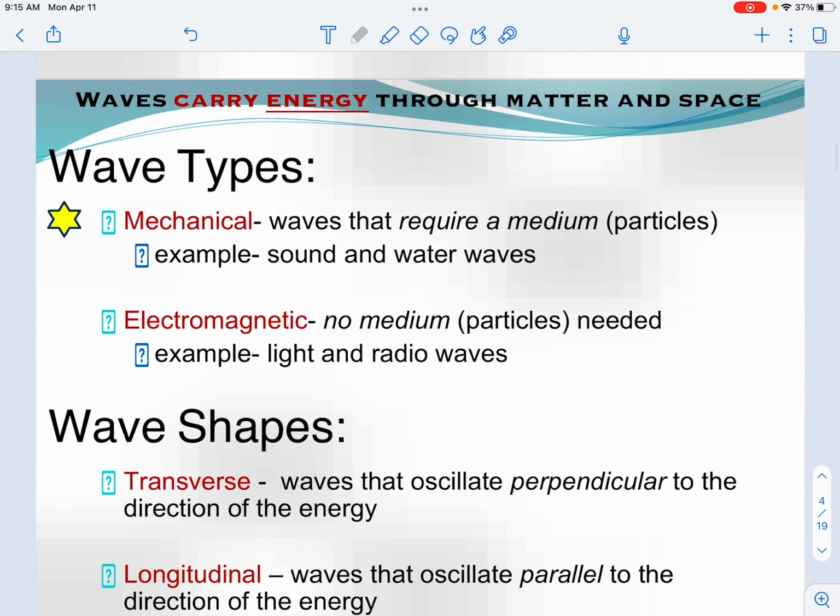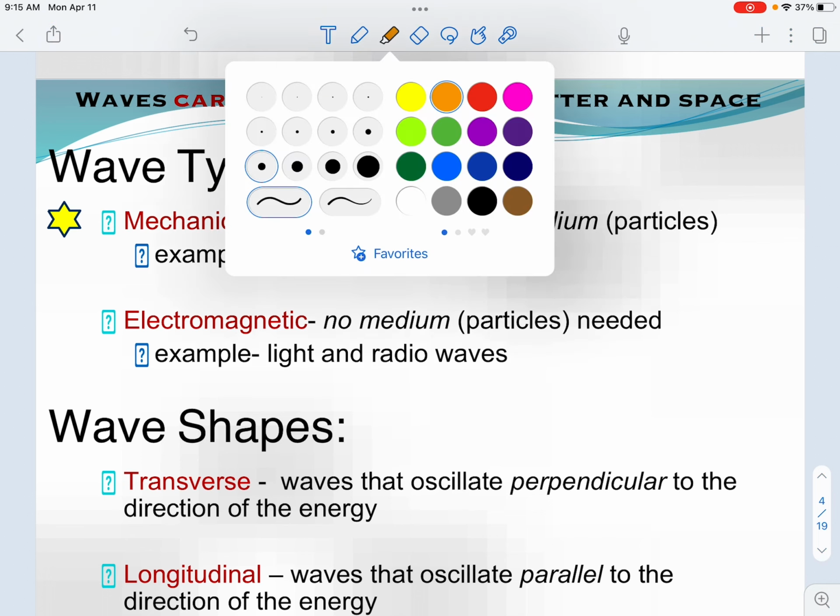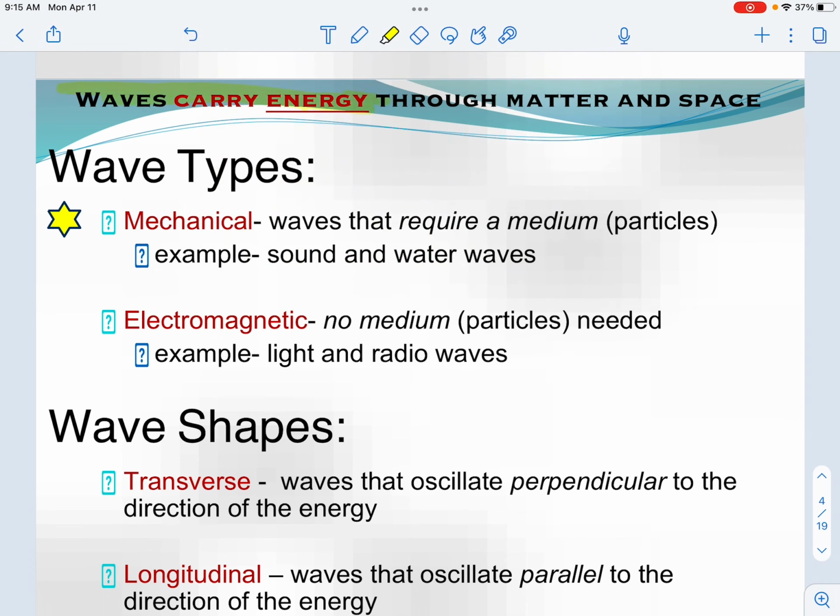For our waves in general, super important. Up here at the very, very top of the screen, waves carry energy. That is a quiz test question all day long that I need you to know the answer to. Waves carry energy. That is the main idea behind the waves that we'll be covering for the next two chapters.